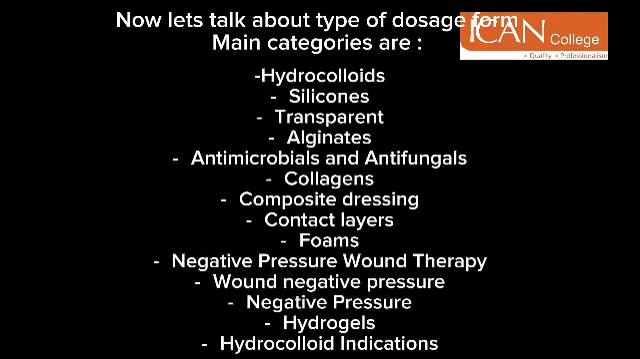Now let's talk about types of dosage form. The main categories are hydrocolloid, silicone, transparent, oleaginous, antibiotic and antifungal, collagen, composite dressing, contact layer form, negative pressure wound therapy, hydrogel, and hydrocolloid indication.